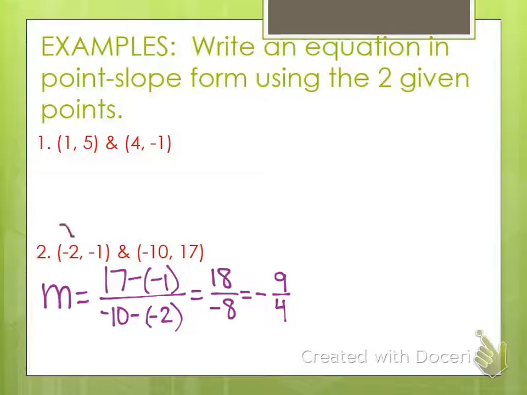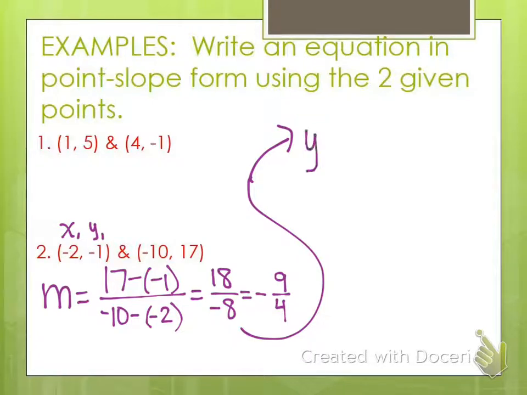I like using the first point, keeps it consistent. So we are now going to use the slope and this point to plug into point slope form. So I'm going to do that all the way up here so I've got some space. Point slope form is y minus y1. But my y1 is negative, so really it's going to be plus 1.